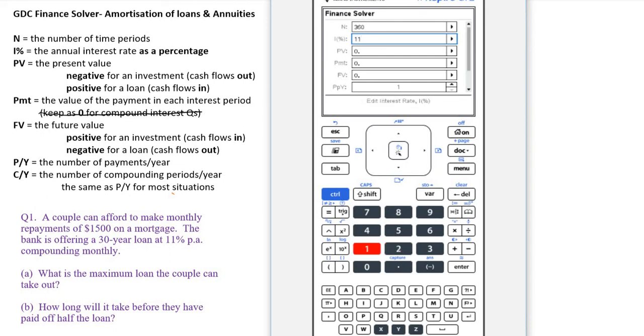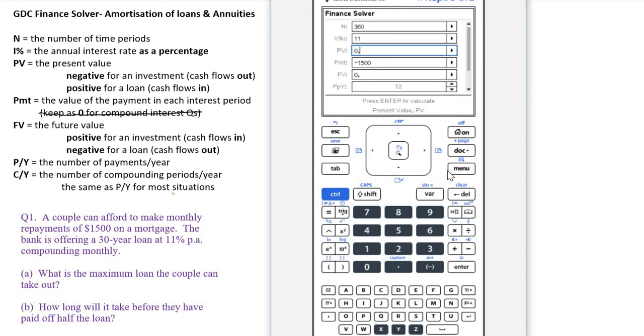The percentage is 11%. The present value is the amount of the loan, and it should be positive here because it will be money that the couple is receiving into their account. The payments is money going out of their account, and so that's going to be negative $1,500. What we're doing with this loan is paying it off over 30 years by making those $1,500 a month payments, and that's the amortisation bit. The amortisation means the death of the loan, so we want it to reach 0 as a future value. And the payments per year are 12.